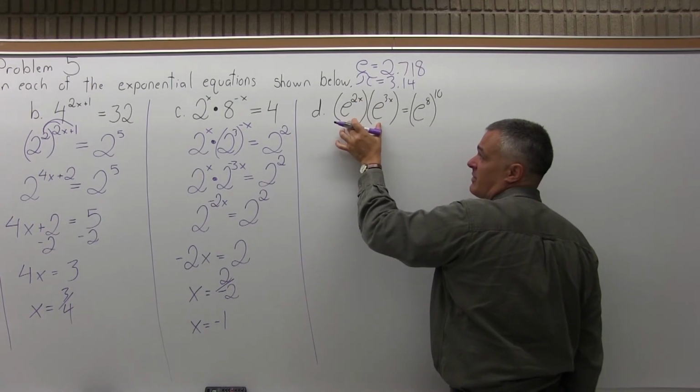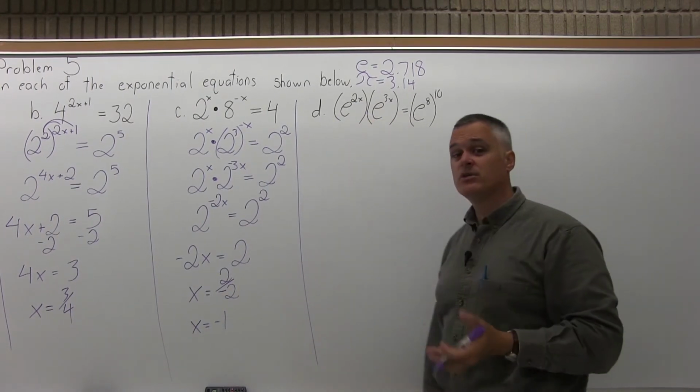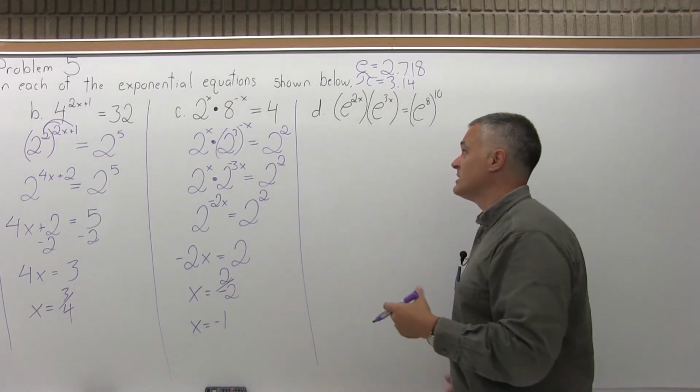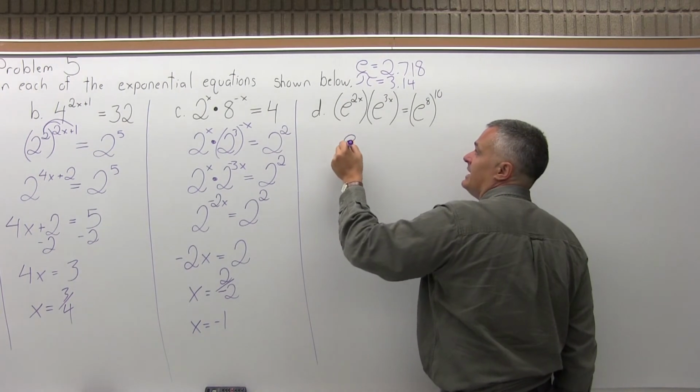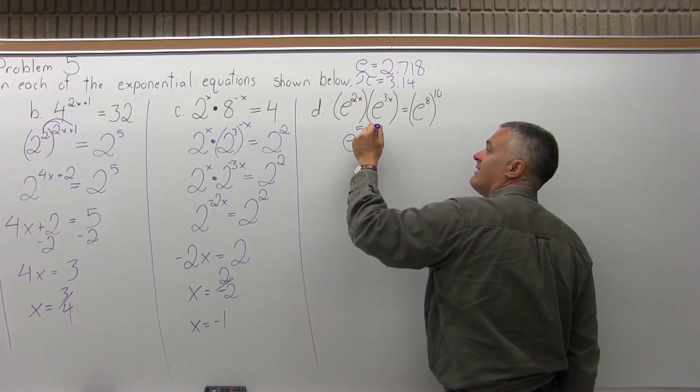So on the left side of my equation, e to the 2x times e to the 3x. Again, I'm multiplying two things that have the same base. By rules for exponents, I can add the exponents together. So that will be e to the 2x plus 3x, which is e to the 5x.